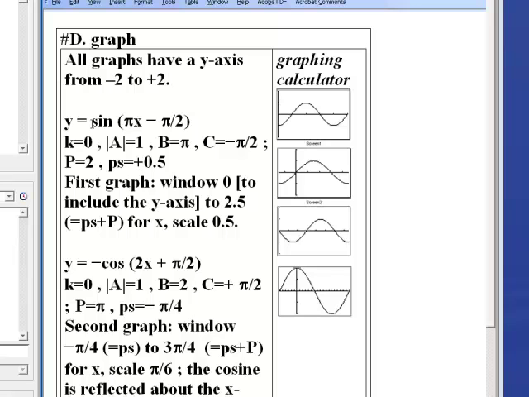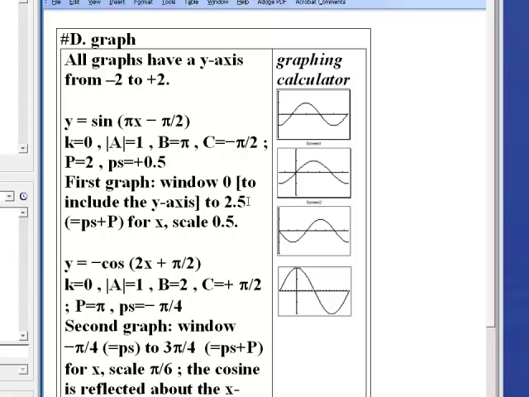Okay, so here we're going to go the first one. Y equals sine pi x minus pi over 2. There is no vertical shift. The amplitude is 1. The coefficient b is pi. Because of that, the period comes out to 2 pi over pi, which is 2. The coefficient c is negative pi over 2. That being divided by the coefficient b of pi is 1/2. And then that negative is being canceled with the negative from the phase shift formula. So we're going to come up with phase shift equals 0.5.